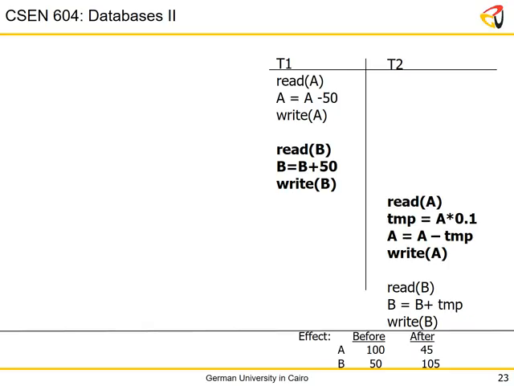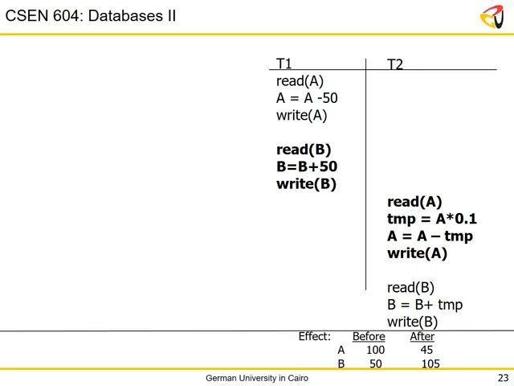So if you look at before and after scenarios that are displayed at the bottom of the screen, I start with A 100 and B 50, and if T1 runs first, according to the way things are displayed on the screen, it looks like T1 is going to run first. It's going to run completely. So I will take 50 from A, so it becomes, instead of 100, 50, and I'm going to add this 50 to B. So if B starts with 50, it becomes 100.